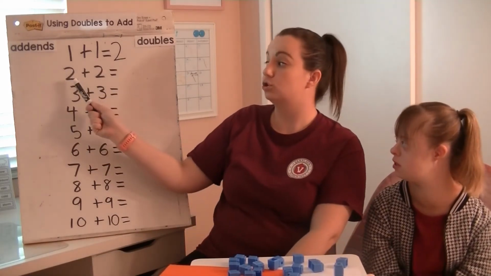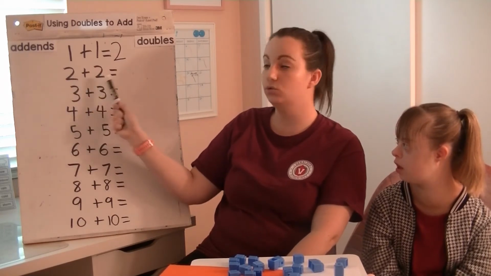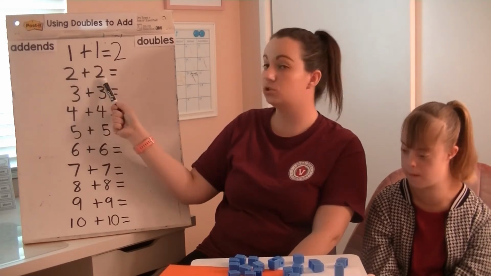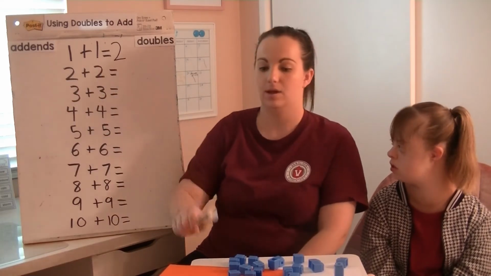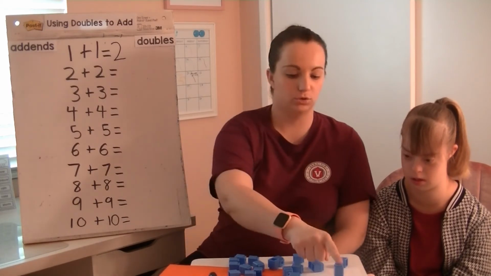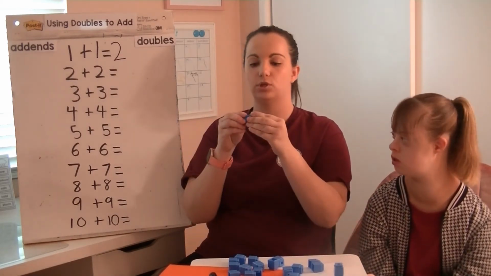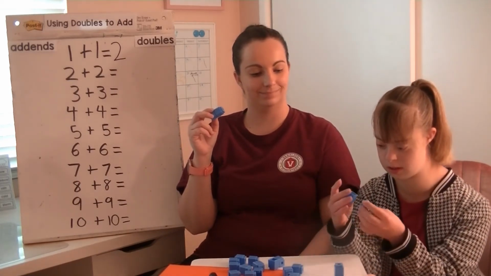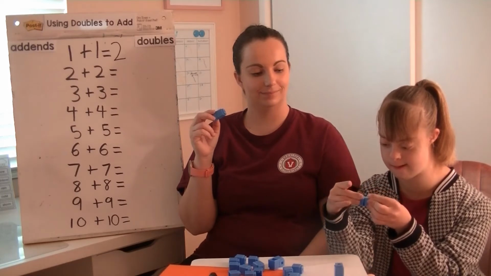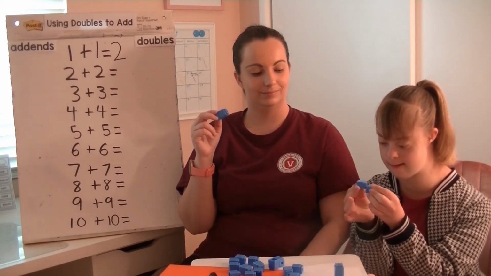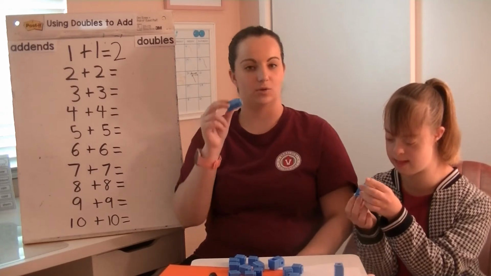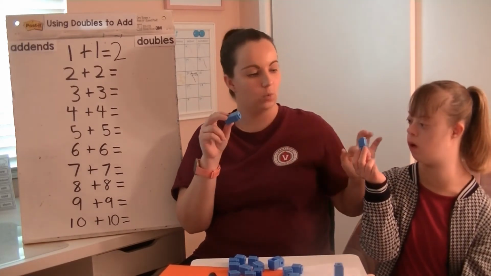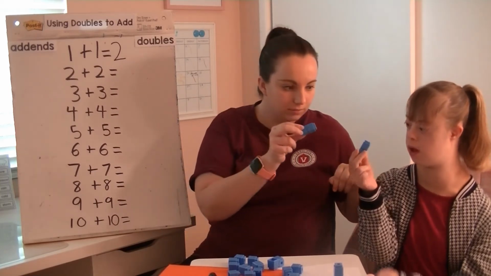Okay. It says 2 + 2 = Let's read that again. 2 + 2 = Okay, go ahead, grab 2 cubes. I'm grabbing 2 cubes, and let's add them together. Good, so I have 2 cubes. Kaylee has 2 cubes. 1, 2, 1, 2. Let's add them together.